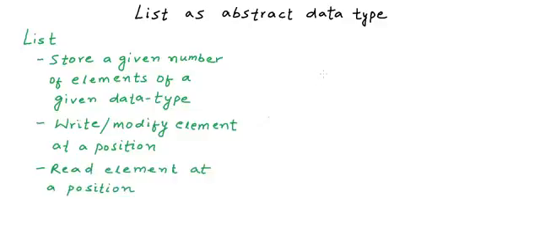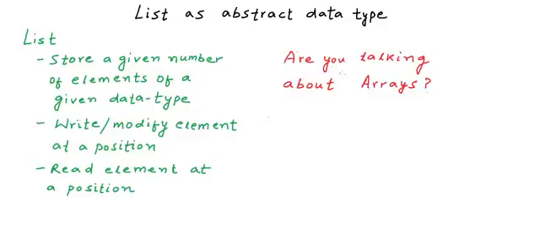So if I ask you for an implementation of such a list, and you have taken a basic introductory course in programming, then you'll be like, hey, I know this. An array gives us all these features. All these operations are available with an array. We can create an array of any data type.